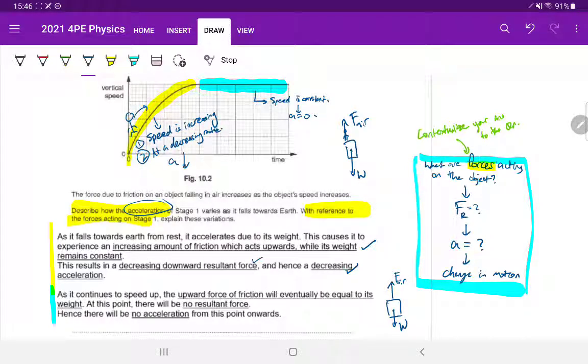So I hope this has been helpful in thinking about how to phrase your answers. Always remember this chain. Okay, what are the forces acting on the object? So what is the resultant force? So what is the acceleration? And if necessary, so what is the change in motion? Hope this helps.